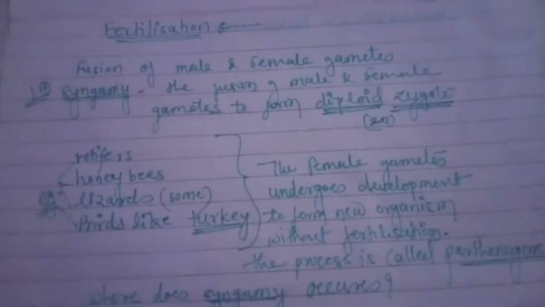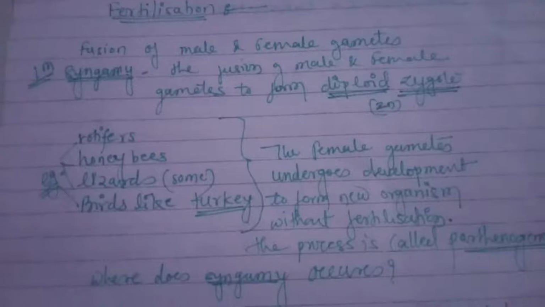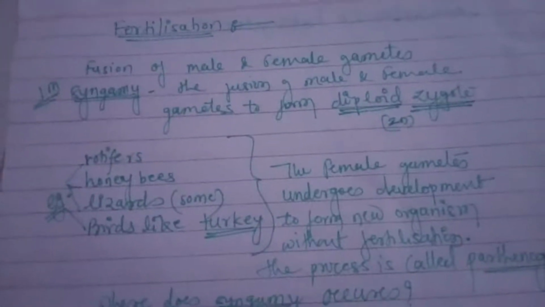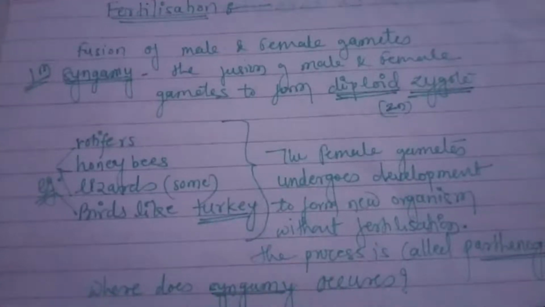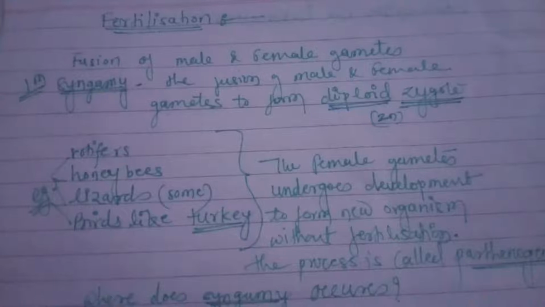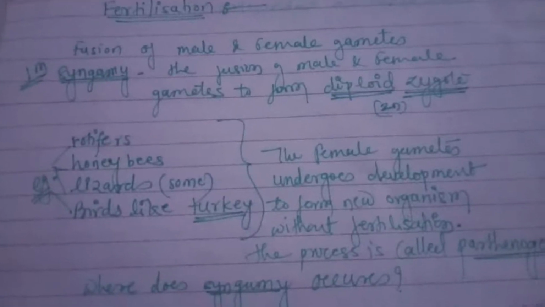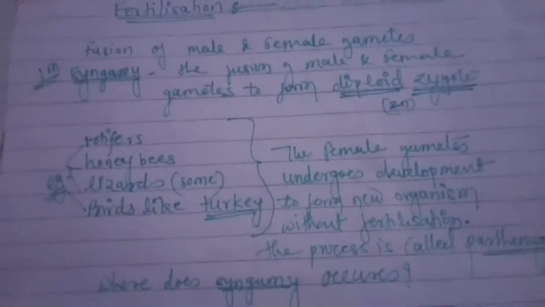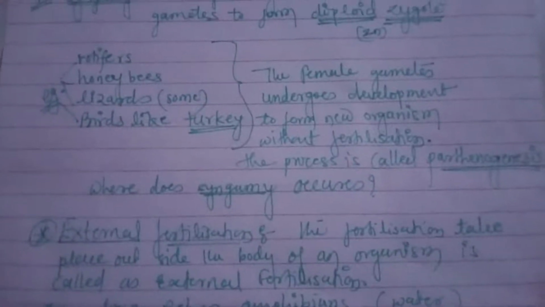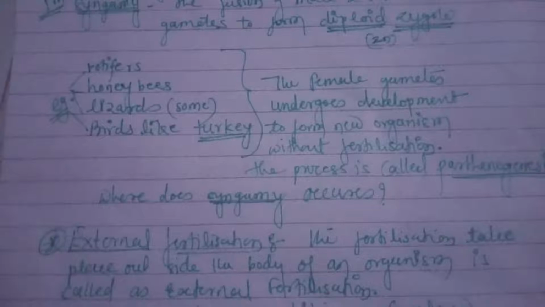This is very important, right? So what is fertilization? It is the fusion of male and female gametes to form a diploid zygote. It is also called syngamy. Okay, now after this definition we are going to go for the types of fertilization.